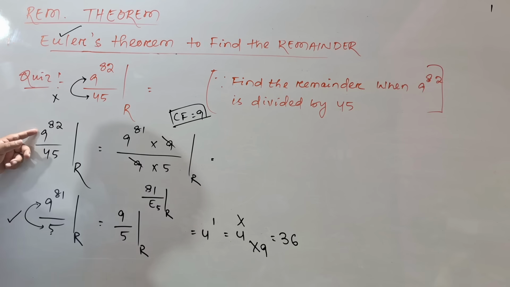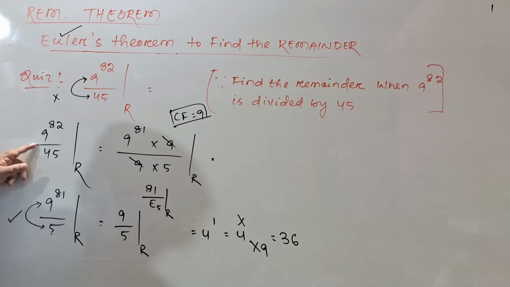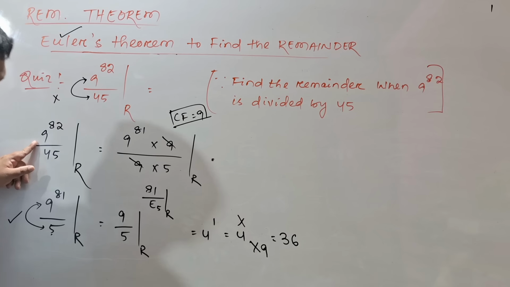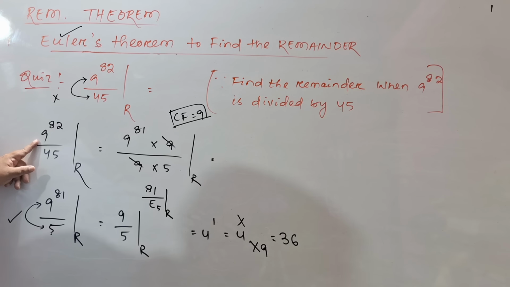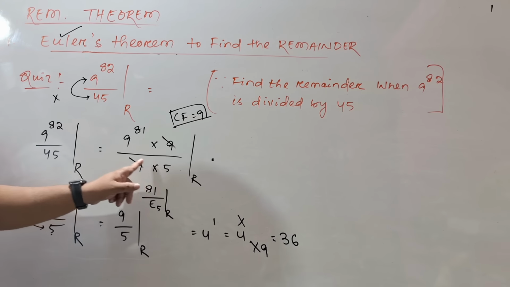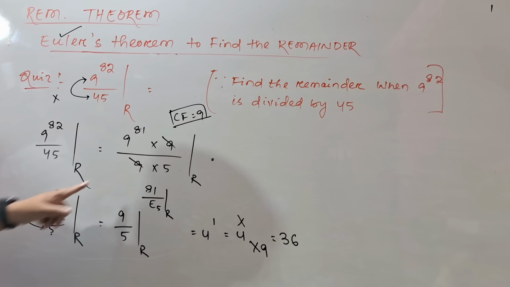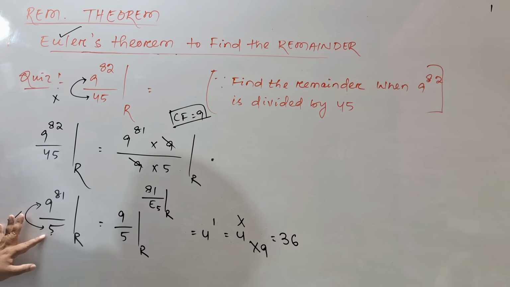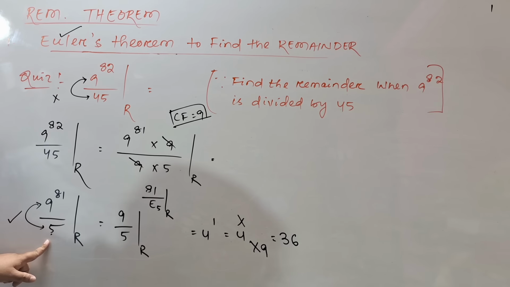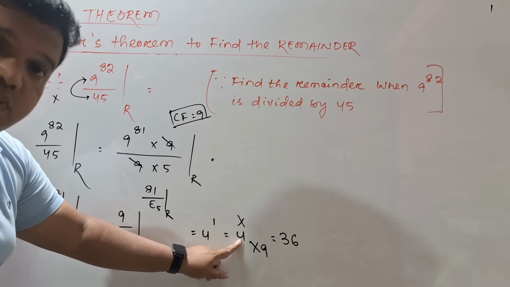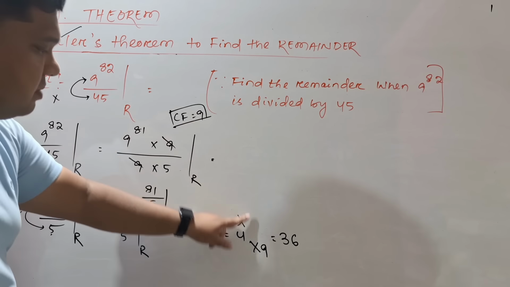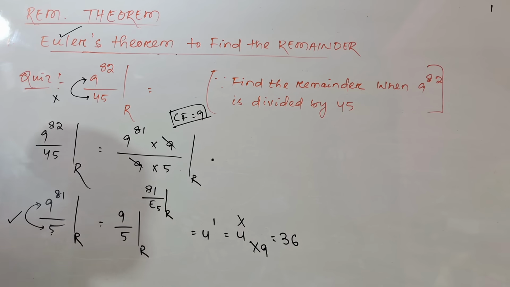But here these two, they are not co-prime, so I cannot apply Euler's theorem directly. So I do modification first. And how I do modification? Here cancellation factor is 9. So at the end, after taking this 5, when I divide, I will get my answer is 4. At the end, I have to multiply with cancellation factor. So final answer is 36. Just note it down.